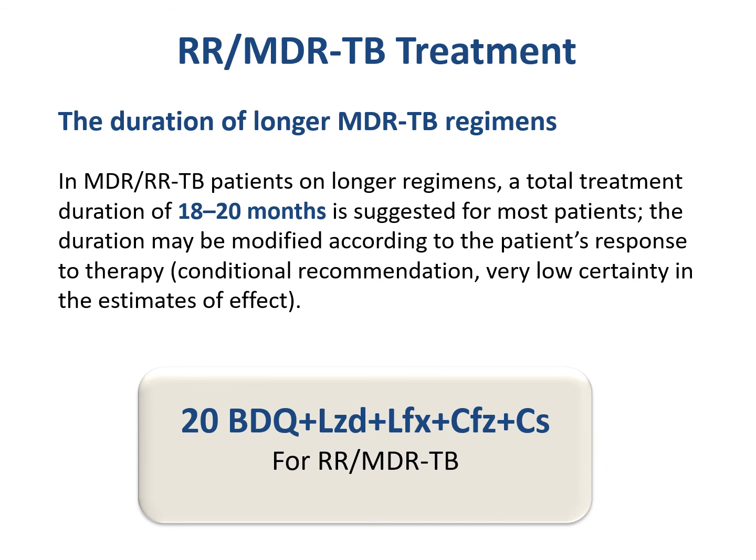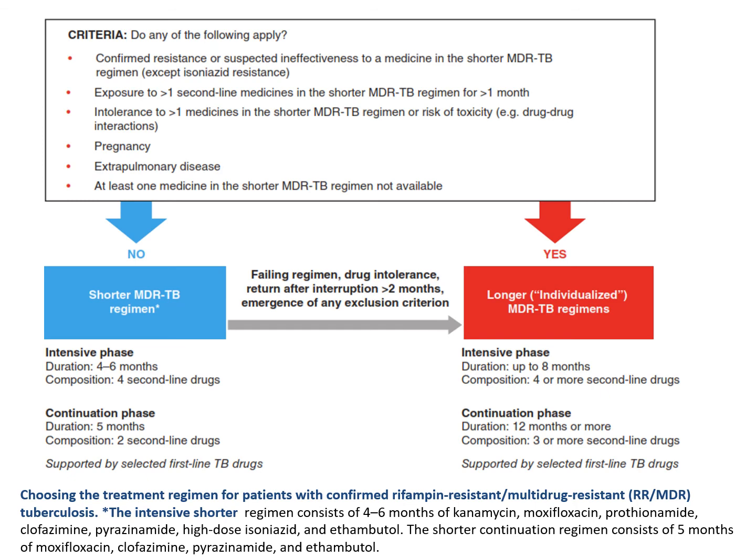The duration of longer MDR-TB regimens. In MDR-TB patients on longer regimens, a total treatment duration of 18 to 20 months is suggested for most patients. The duration may be modified according to the patient's response to therapy. This conditional recommendation was based on low certainty in the estimates of effect.